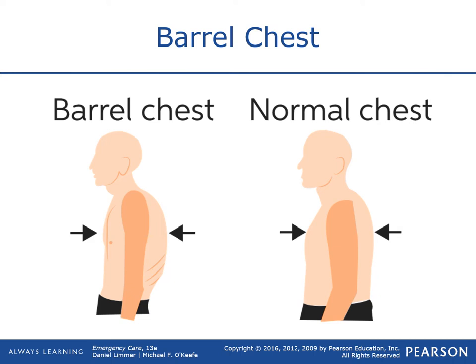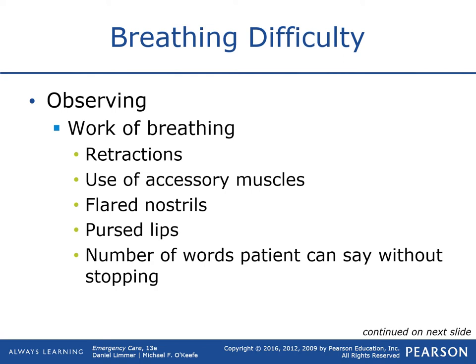We're also looking for their work of breathing. So again, this should be somewhat review, but we're looking for retractions, use of accessory muscles around your chest, nasal flaring, pursed lips. That's something where the patient kind of pushes their lips out to help them push air out further. That's a sign that air is getting trapped in your lungs. And also look at how many words they can say without stopping. If they have to take a breath after every single word, so they sound like, I'm. having. trouble. breathing, that's a lot more concerning than someone who just says to you, oh, I'm having a hard time breathing. So that's a huge key sign that we look for to determine how well they're breathing.